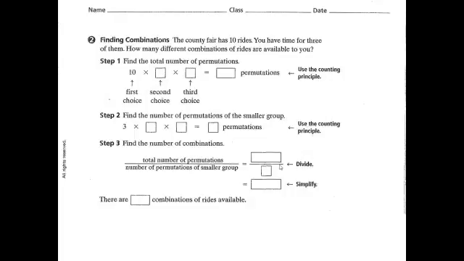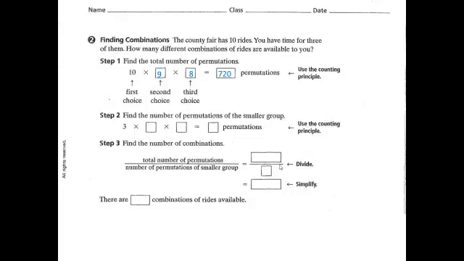Now we're using a mathematical way. We're at the county fair and there are 10 rides. You only have time for 3 of them. How many different combinations of rides are available to you? We're going to first find the permutation of all the rides, all 10 rides, but for only choosing 3 rides out of the 10. So we have 10 for the first choice, 9 for the second choice, and 8 for the third choice. So we multiply those together. Go ahead and do that on your calculator. And you should have gotten 720 permutations.